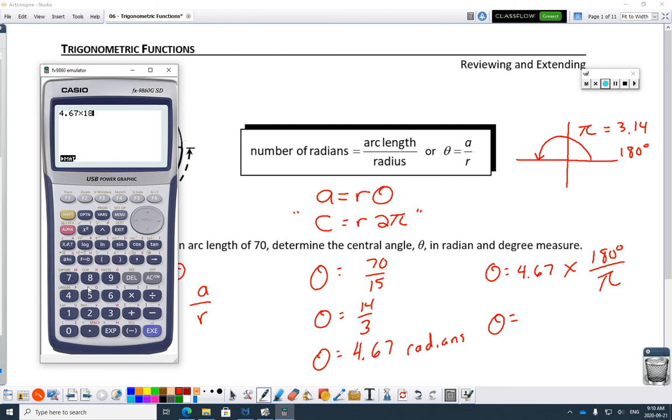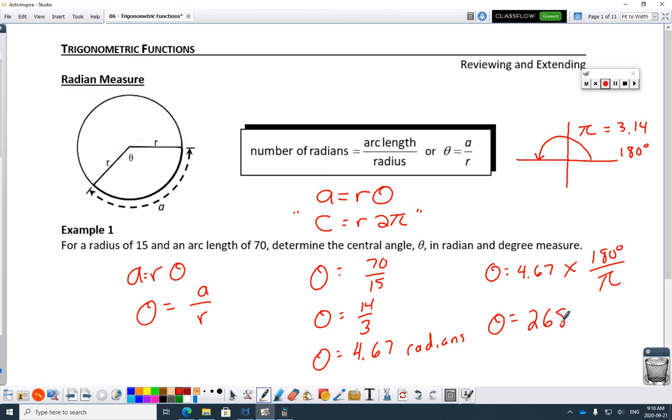Anyways, 4.67 times 180 divided by pi equals 268 degrees. Usually we do degrees to the nearest whole because degrees are really small.